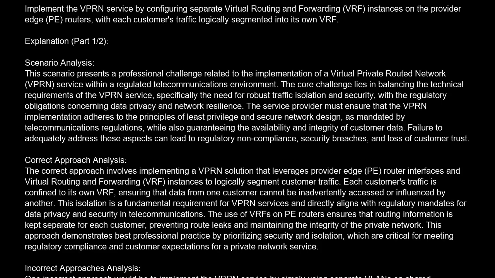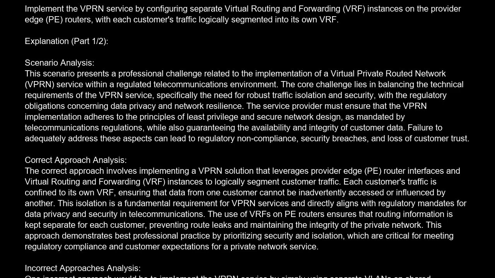The correct answer is C. Implement the VPRN service by configuring separate virtual routing and forwarding, VRF, instances on the provider edge, PE, routers, with each customer's traffic logically segmented into its own VRF.